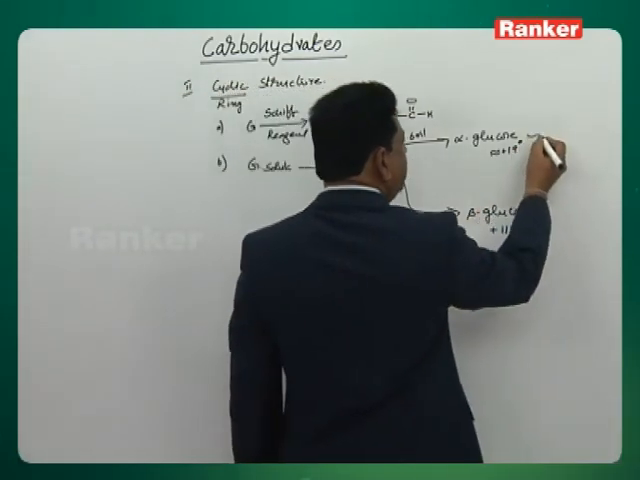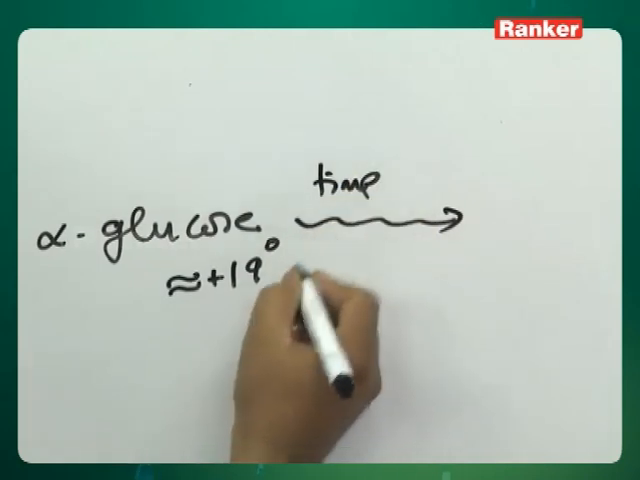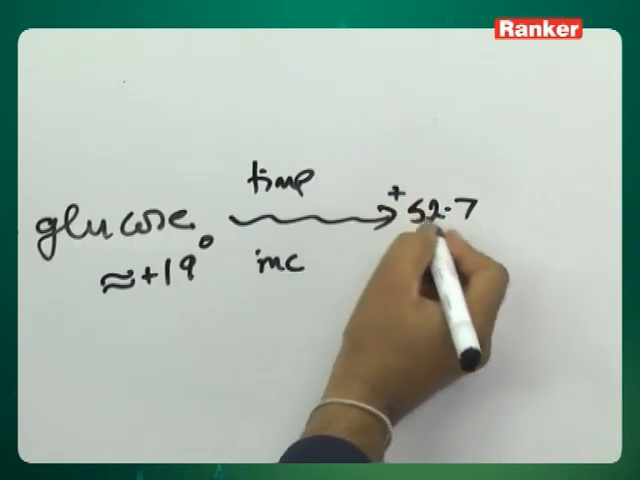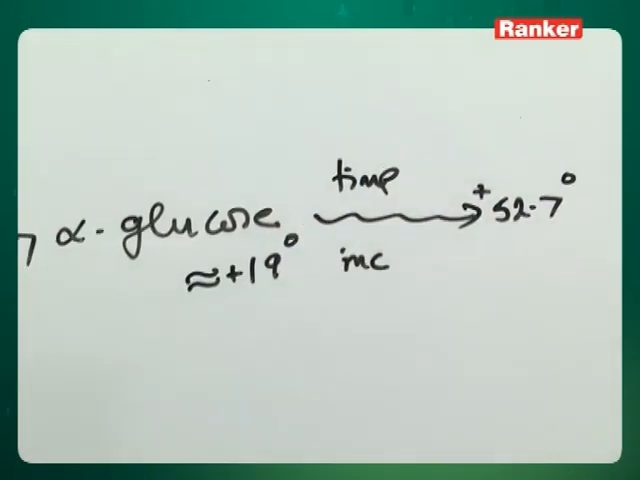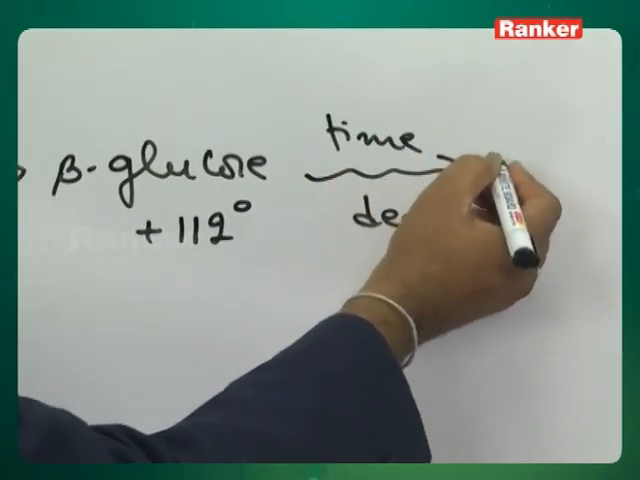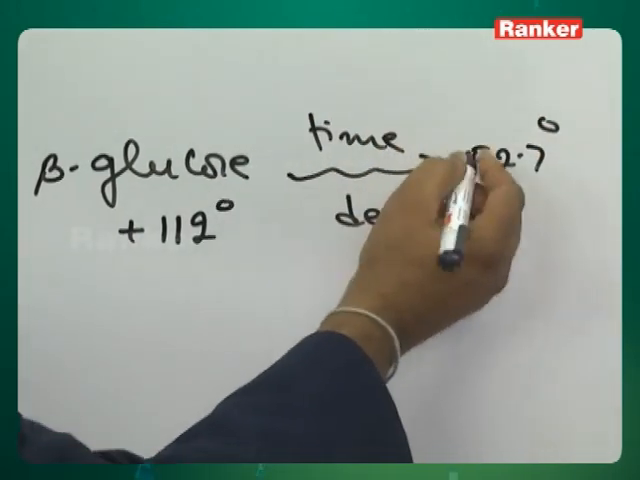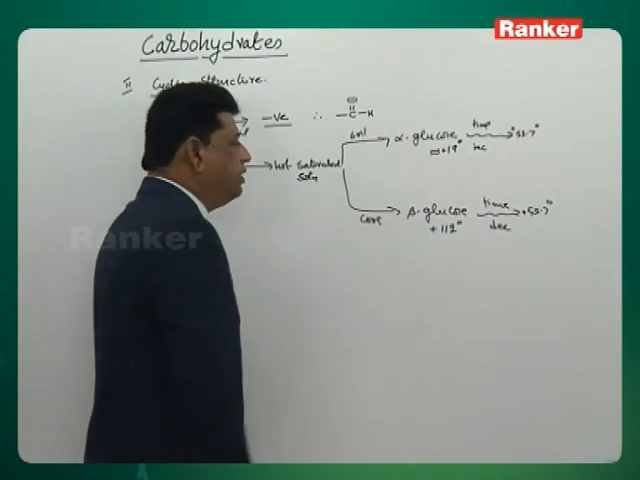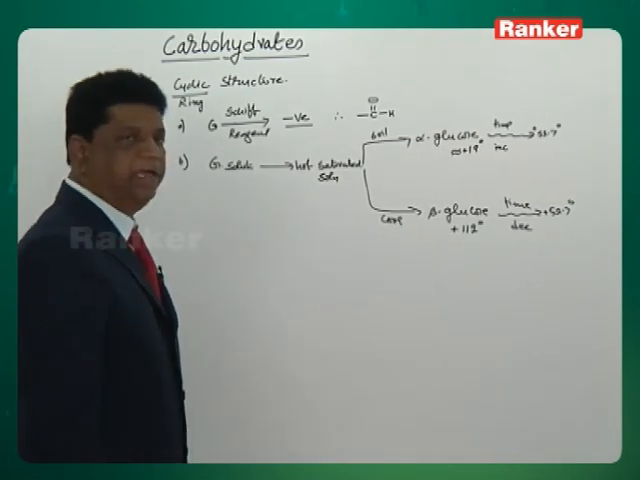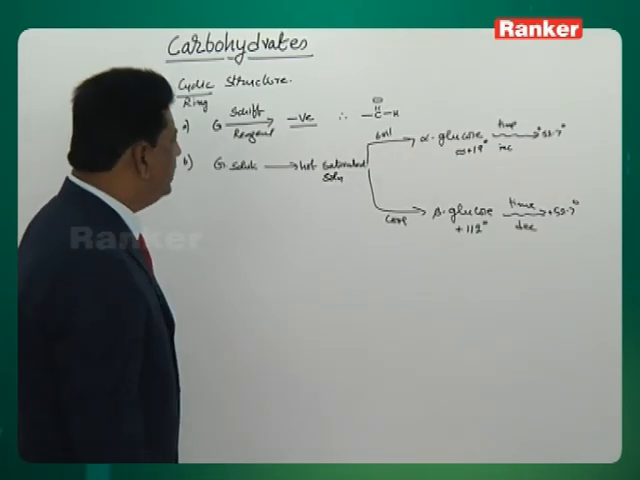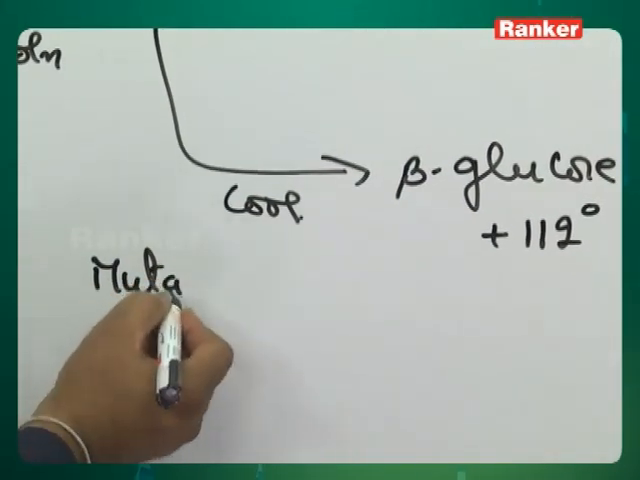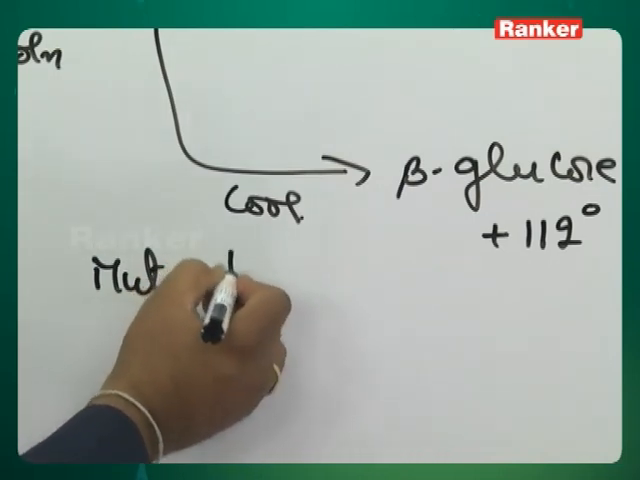But what happens is, as time passes on, the value goes on increasing, and then it comes to plus 52.7 degrees, and there it will stop. Similarly, for the other, as time passes on, the value goes on decreasing and comes to 52.7, and then it will stop there. Why do these freshly prepared solutions have a slight difference in value, and after some time why does it increase or decrease, come to a value, and stop there? This observation is specifically called mutarotation. The whole phenomenon we call mutarotation, meaning changing rotation.